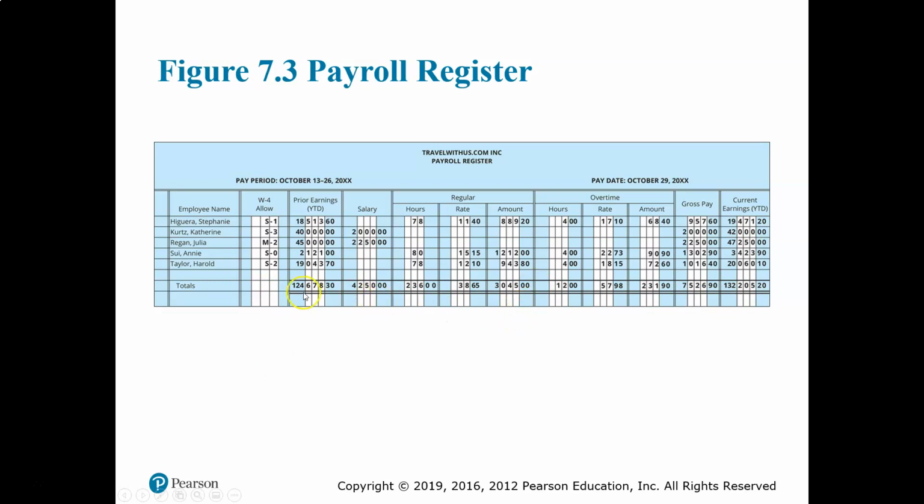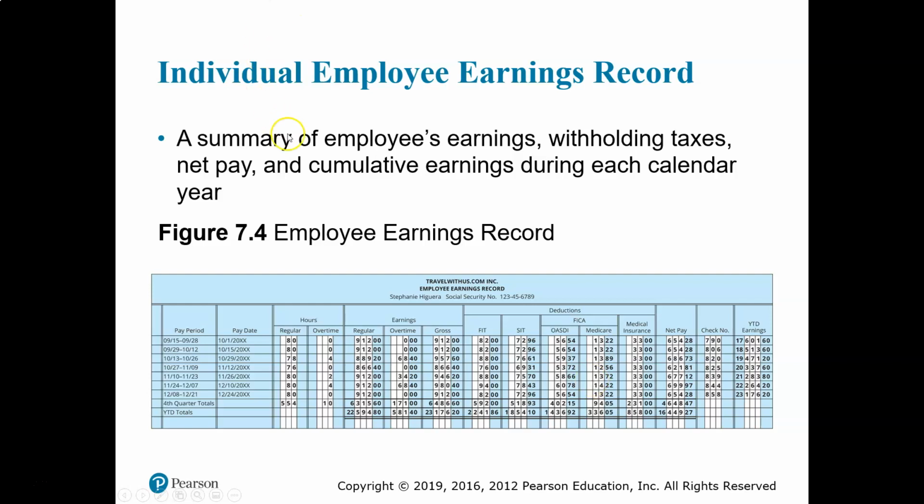So when you do a journal entry, usually it's based on these ending numbers here. Okay, so an individual employee earnings record, a summary of employees' earnings, withholding taxes, net pay, cumulative earnings during each calendar year. Okay, so this lists their pay period. So this is for Stephanie Higler, her Social Security number. And these are the pay periods she has worked and during the quarter, I guess.